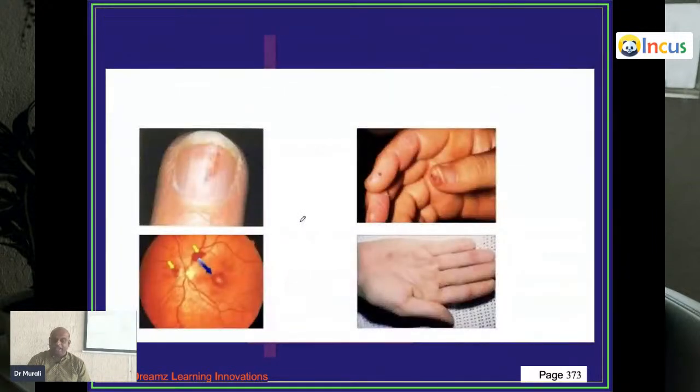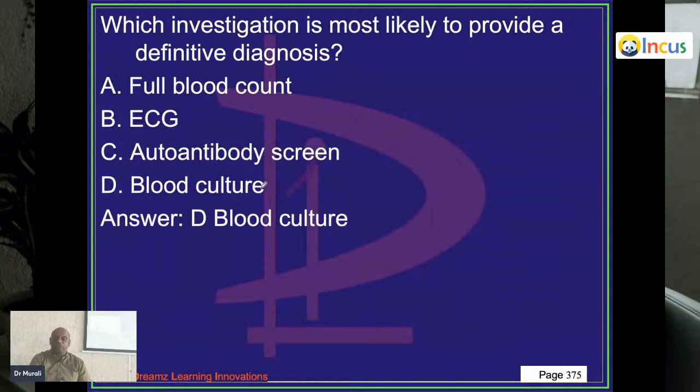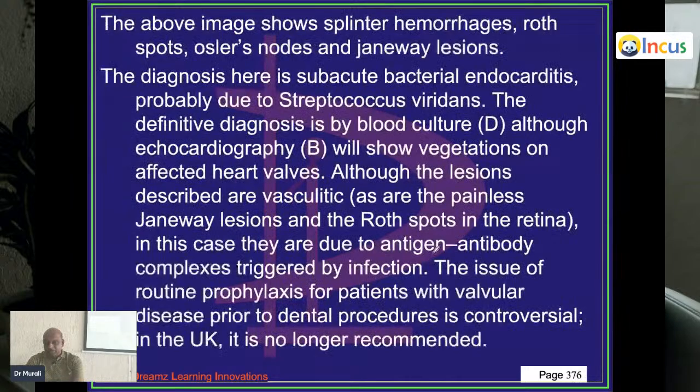Now, 25-year-old, mitral valve collapse, low-grade fever, night sweats, microscopic hematuria, and what do you see? Roth spots, Osler's nodes, which are painful, Janeway lesions, which are painless. Right? So, these are all the features of infective endocarditis. And what is the most important investigation to prove IE? Always blood culture. Blood culture is the gold standard for diagnosis.